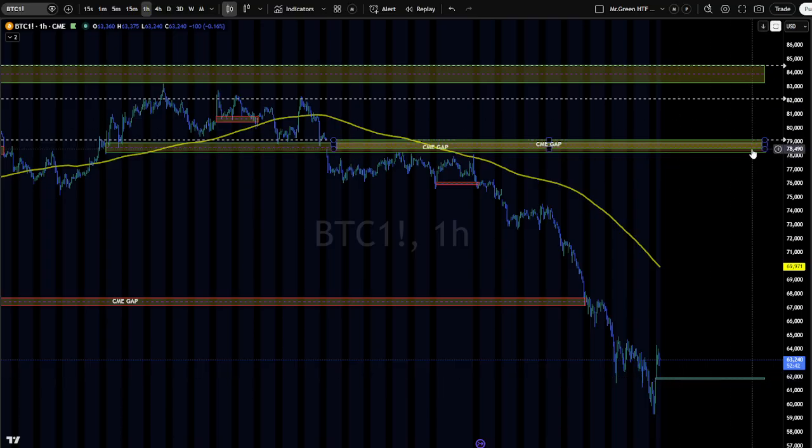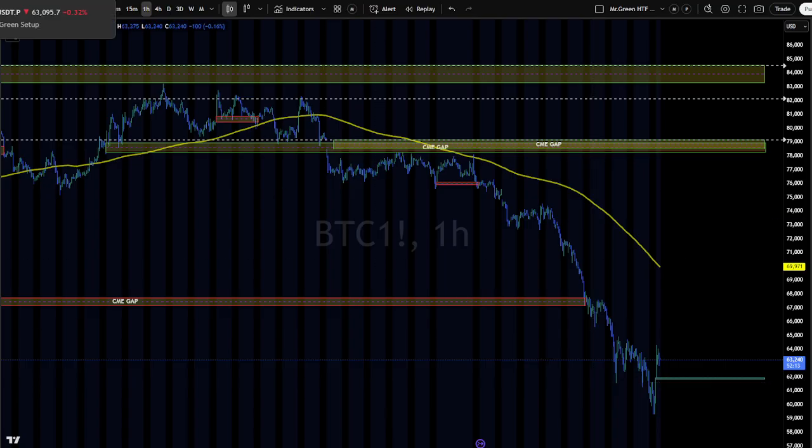And we have 3 other CME gaps above here. But of course you can see that the 200 MA is trending down. So small, we're probably going to try and fill this sometime this week, and we'll see how it reacts from there, if it bounces up or goes further to the downside.